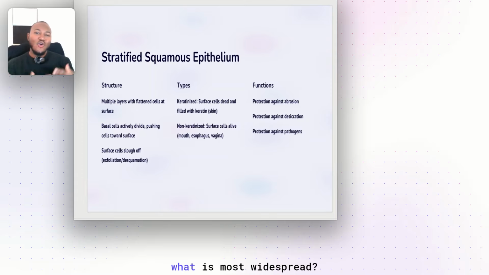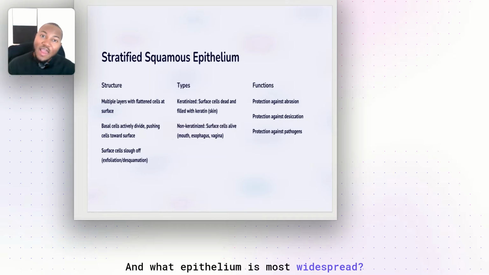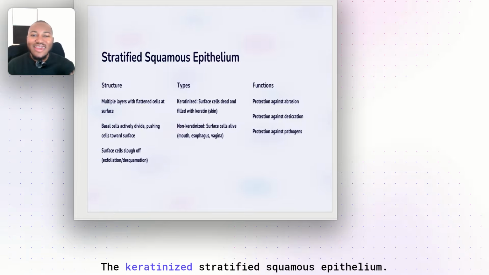So when you hear, oh, what is the most widespread? Skin is the most widespread organ. And what epithelium is the most widespread? The epithelium on the skin, which is what? The keratinized stratified squamous epithelium.